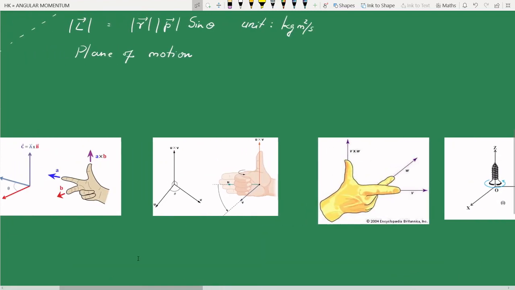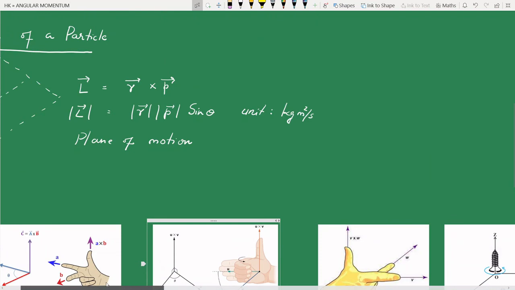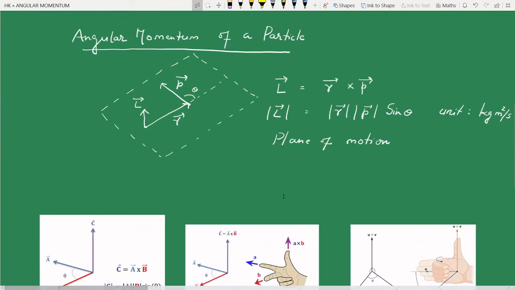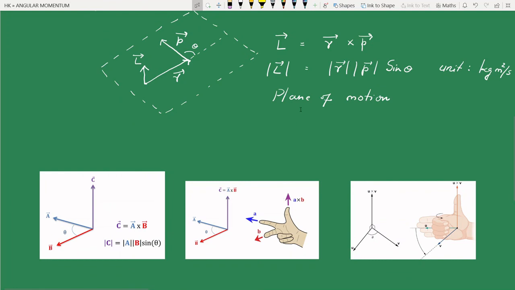And since the definition of angular momentum contains a cross product, angular momentum of a particle is R cross P. The direction of angular momentum is obtained by the right hand screw rule. You place your hand here at the origin, extend the four fingers to the first vector R, turn them to the second vector, which is linear momentum P, then the thumb gives the direction of L, or R cross P.